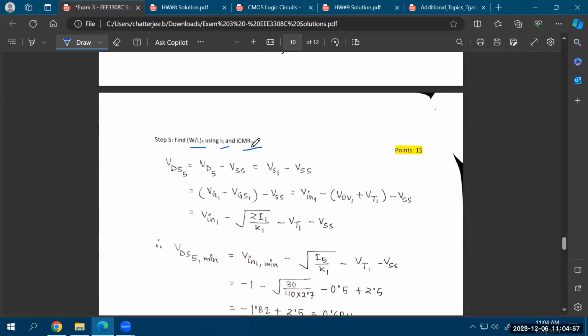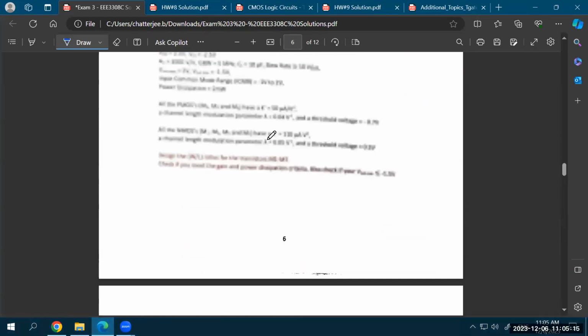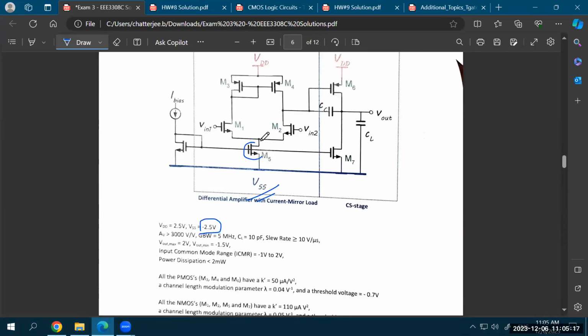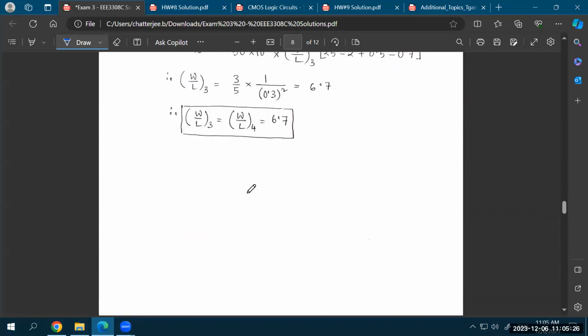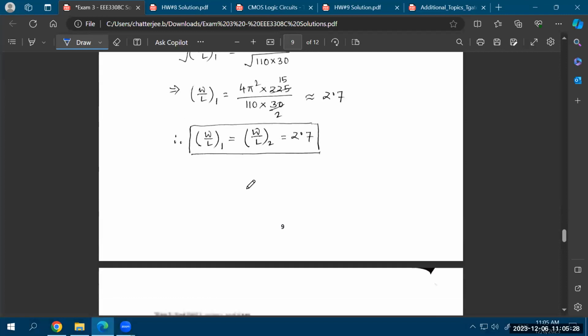And again, I think almost all of you have done it correctly. As you're trying to find out the W over L of 5, the VDS of transistor 5 is VD5 minus VS5, right? VDS is VD minus VS. And in this case, the source voltage of transistor 5, which is this transistor, is at VSS, and VSS is minus 2.5 volt. So this is the only thing that is different from your homework 8 problem.